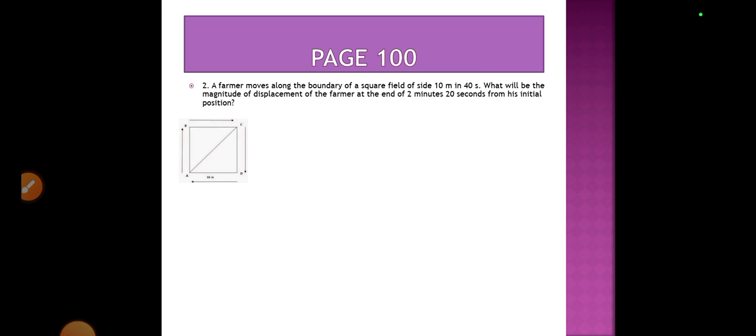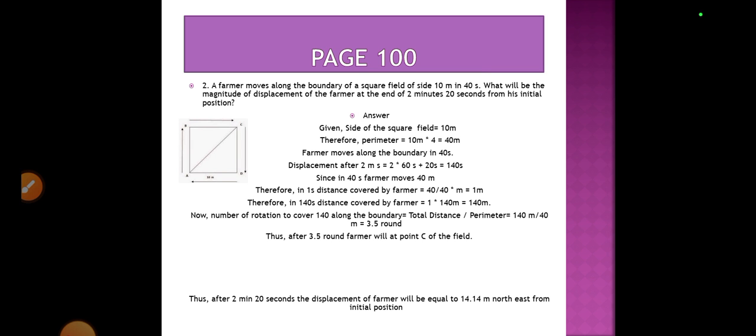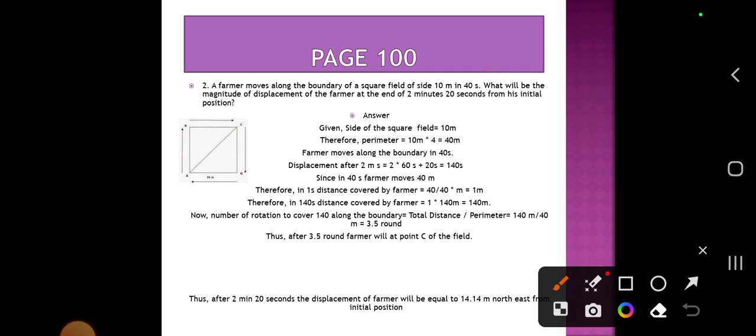Page 100. Question 2. A farmer moves along the boundary of a square field of side 10 meter in 40 seconds. What will be the magnitude of displacement of the farmer at the end of 2 minutes 20 seconds from his initial position? So here we can see the movement of the farmer. You can see here, this is the square boundary. So the farmer moves along this boundary.